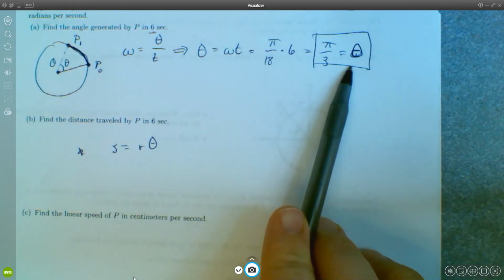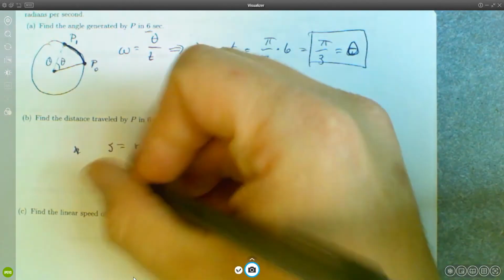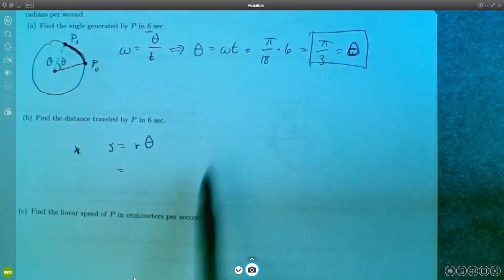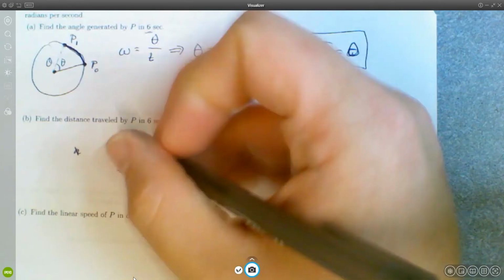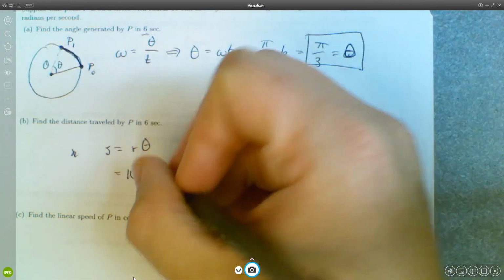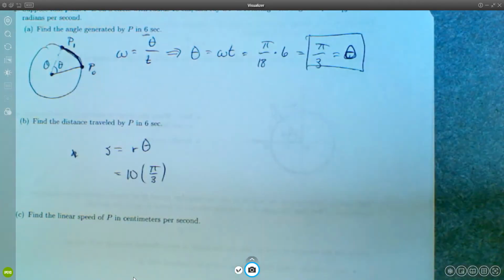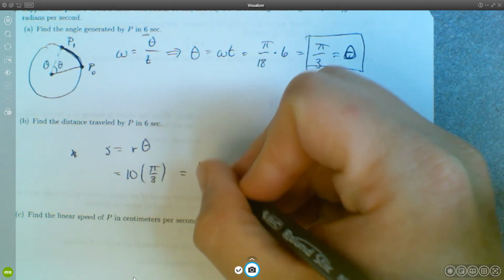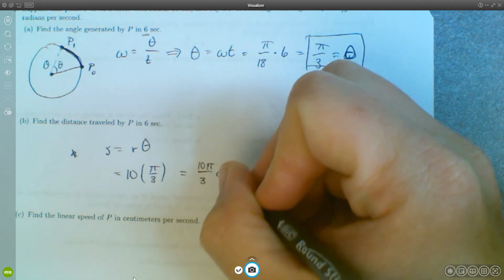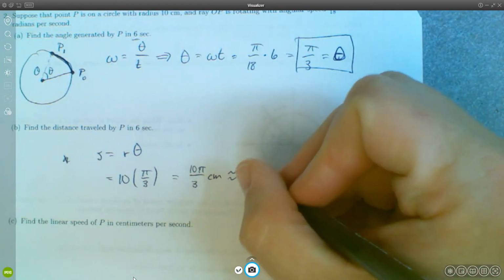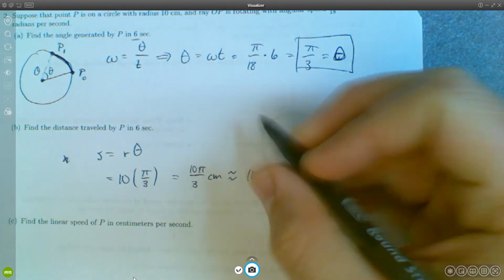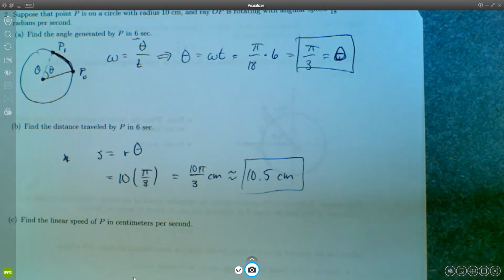And we just found theta in the previous step, right? Okay. And the radius we know. The radius is 10 centimeters. So this is 10 centimeters times pi over 3 radians. Okay, so that's 10 pi over 3 centimeters, which is approximately how much? Let's see. 10 pi over 3. That's about 10.5. Okay, so about 10.5 centimeters.